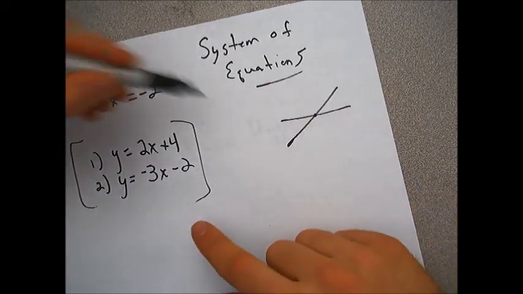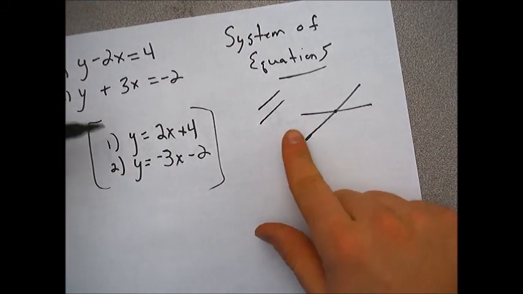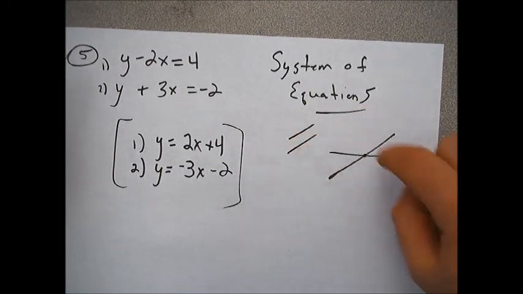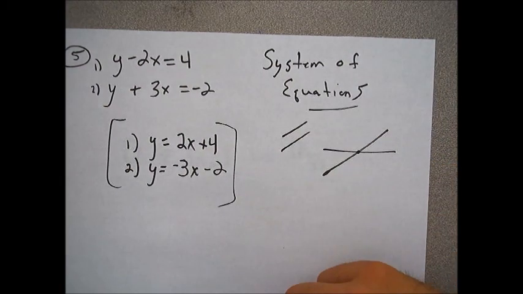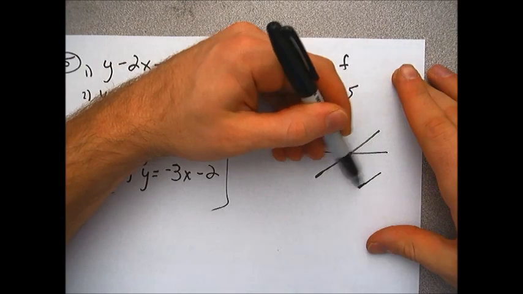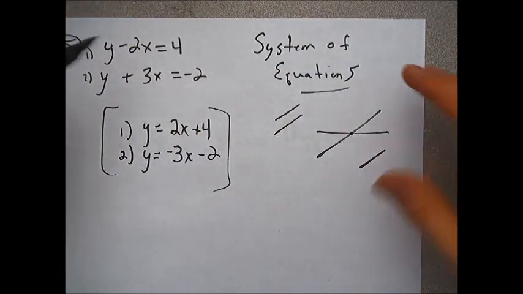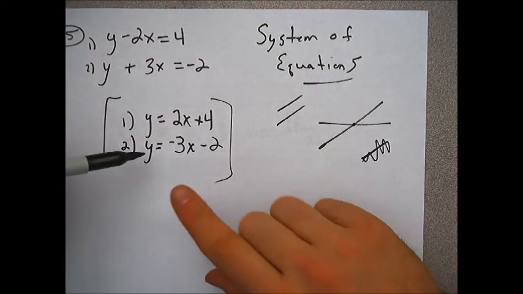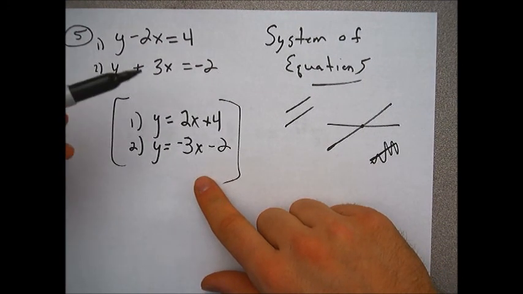Now, if they were parallel lines, meaning they went in the same direction, then they would not intersect at all. So my only two real choices here is I'm going to have no answers, or I'm going to have one answer. Unless they were the same exact line, in which case you would have infinite answers, but I'm not really interested in that right now. So I want to figure out, where do these two lines intersect?